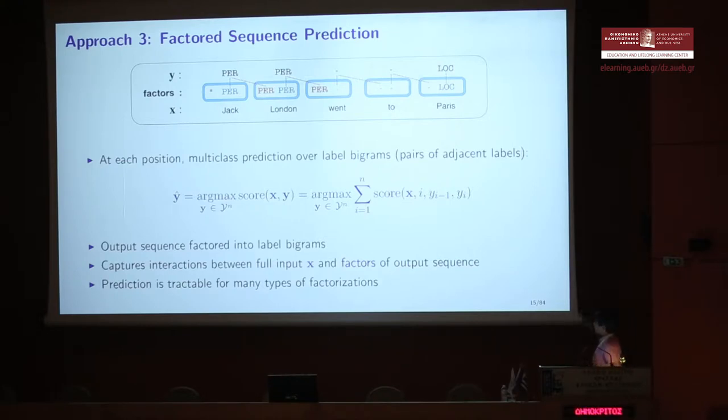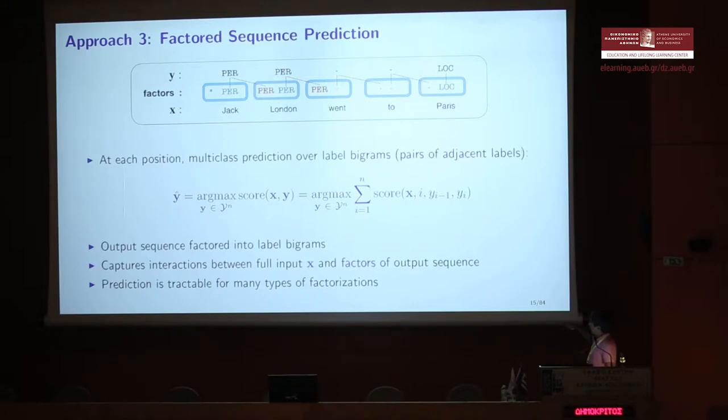And actually, I'm going to write the equation differently. Before, I was writing the label for this position. Now this means the whole output sequence, so I'm going to predict the output sequence. I'm going to search for all possible output sequences in the space of output sequences, in an exponential space, that maximize some score between the input and the output.